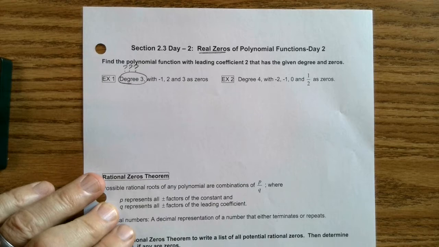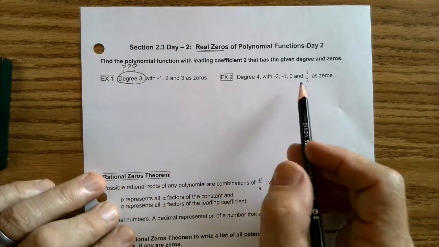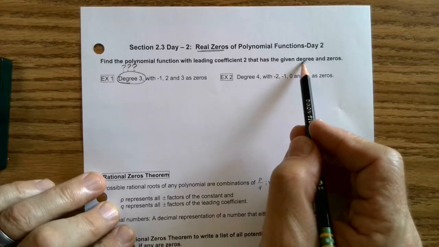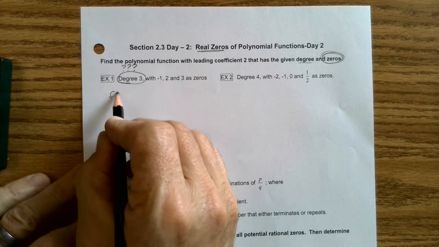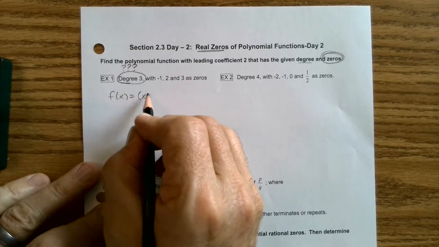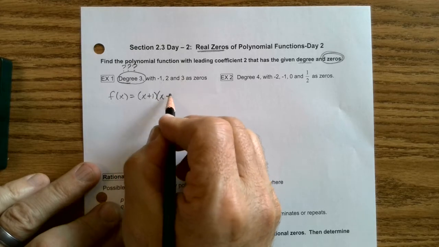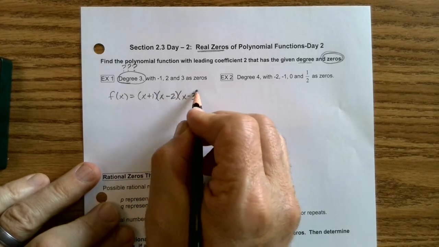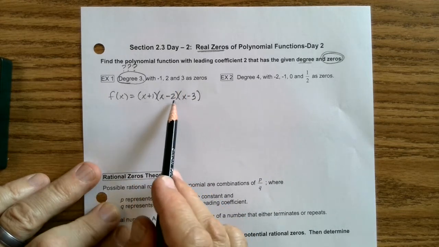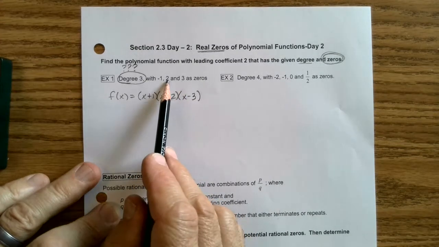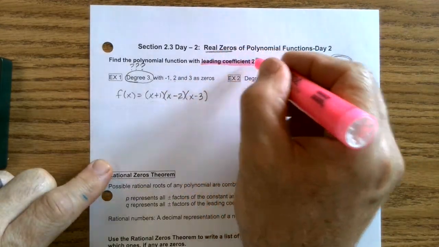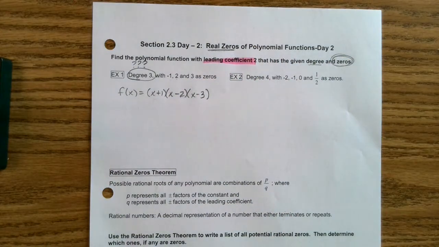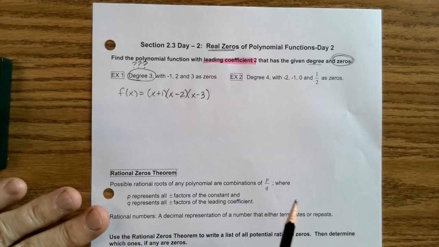I'm questioning whether or not they needed to tell us that, because watch. If they tell us that the given degree and zeros are -1, 2, and 3, we've done these before. So this is f of x equals x plus 1, x minus 2, x minus 3. That way I can look at this and go, yep, if this is the way it was written, I could conclude that those are my zeros. But look at what it says right here. It says with leading coefficient. So again, this is just an exercise, so don't get too headstrong and try to figure out what all this means. Don't worry about that too much.